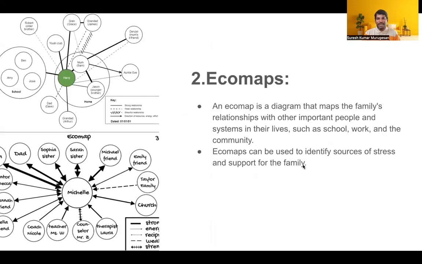And the second one is eco maps. When you look at this picture, you see Harry and his relationships with his grandparents, parents, and friends in the school setting and the play area. You can see who has strong relationships and who does not. We can get these details.